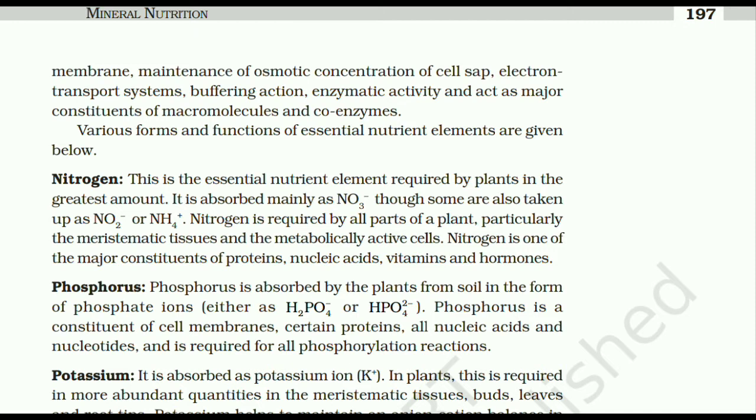Nitrogen. This is the essential nutrient element required by plants in the greatest amount. It is absorbed mainly as nitrate, though some is also taken as nitrite or ammonium ion. Nitrogen is required by all parts of a plant, particularly the meristematic tissues and the metabolically active cells. Nitrogen is one of the major constituents of proteins, nucleic acids, vitamins, and hormones.